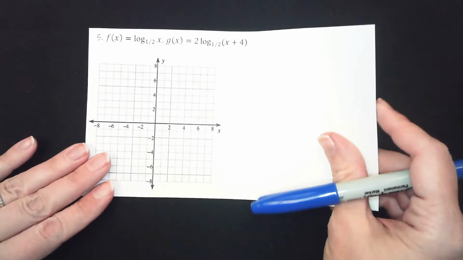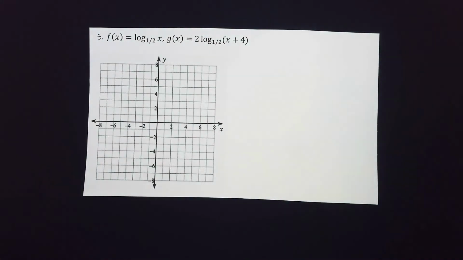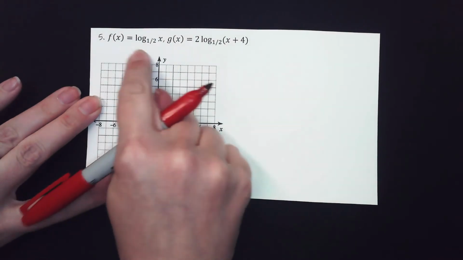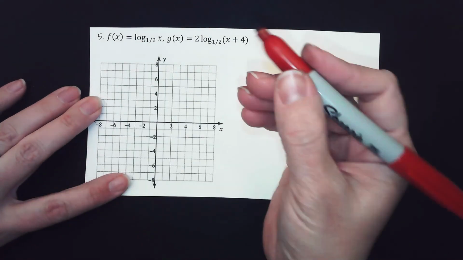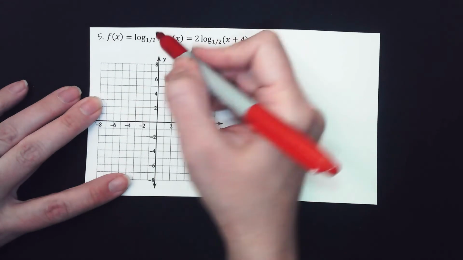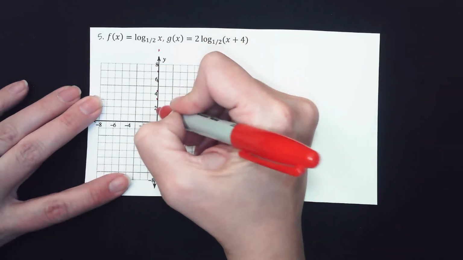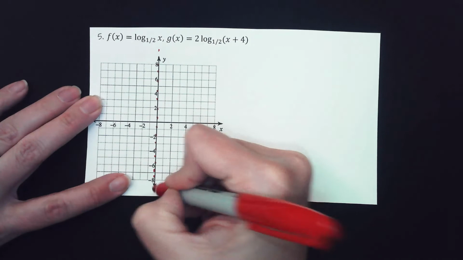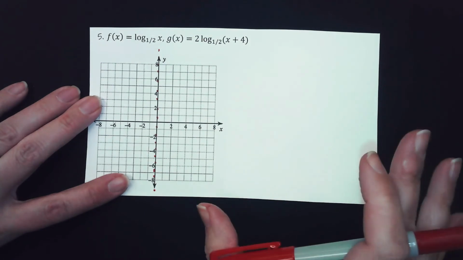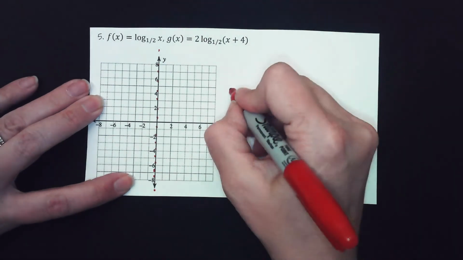All right, so last one, let's do number 5. We got a little bit going on here too. So let's start with what we're going to call our parent function here. Again, it is going to have an asymptote on the y-axis, and that is for our log functions. Let's get our points.